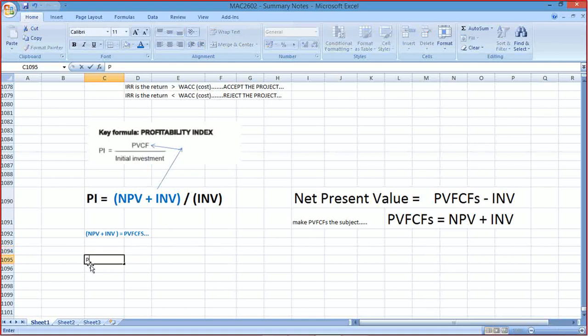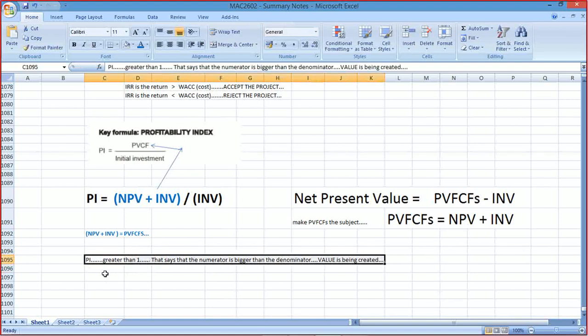Do you want profitability index to be greater than 1 or 0 or less than 1? You want it to be greater than 1. Correct. Greater than 1 is good because that says that the numerator is bigger than the denominator. So value is being created. So you would definitely want a profitability index to be greater than 1.